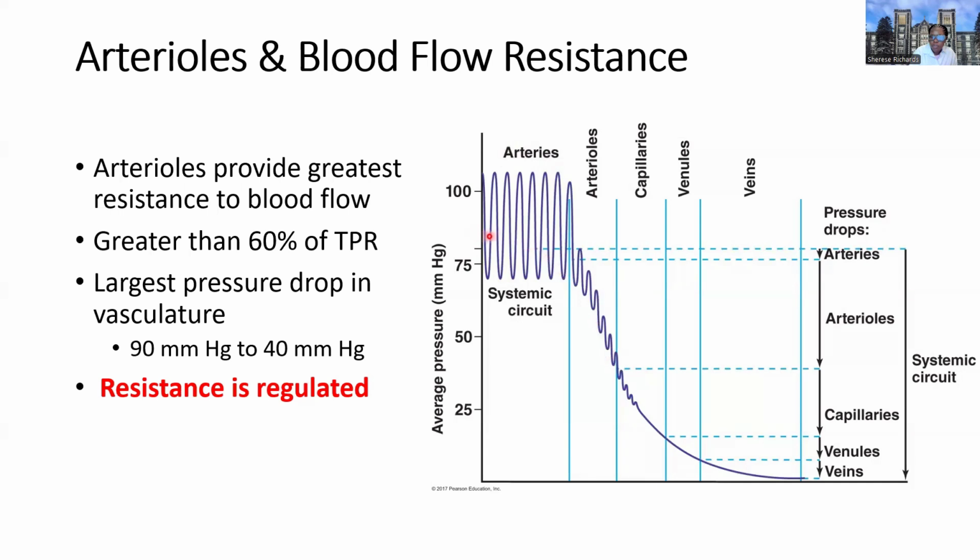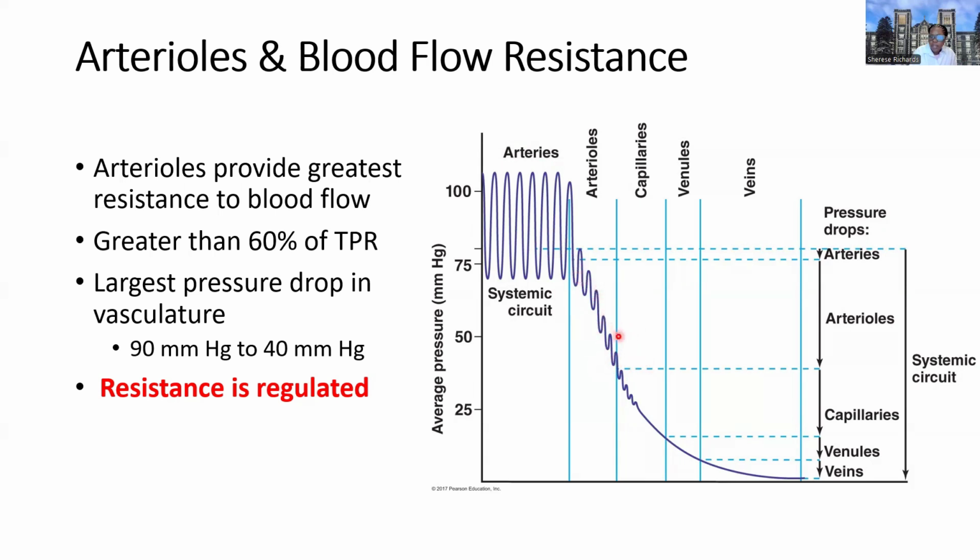So notice how pressure is pretty constant as we move through arteries, even our medium-sized arteries. When we get to arterioles, it's the greatest drop-off. We go from about 90 millimeters of mercury all the way down to about 40 millimeters of mercury because such resistance is encountered with the lumen and the smooth muscle of the arterioles.